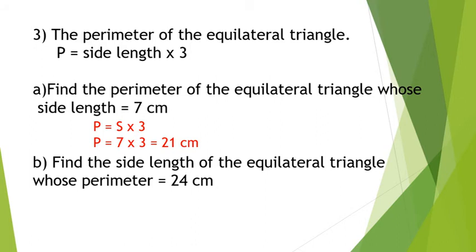The next, find the side length of the equilateral triangle whose perimeter equals 24 centimeters. I have here the perimeter. I want to find the side, then divide the perimeter by 3. If you want to find the perimeter, multiply side by 3. If you want to find the side, divide perimeter by 3. Then the side equals perimeter divided by 3 equals 24 divided by 3 equals 8 centimeters.